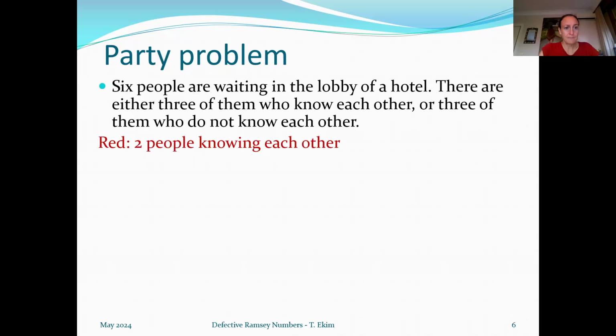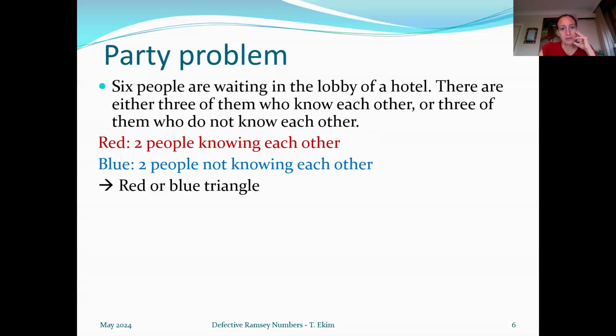Well, how to prove this claim? We can represent people with vertices in a graph and put a red edge between 2 people who know each other, and a blue edge if they don't know each other. So then the claim becomes, every time you take a complete graph on 6 vertices and you color all the edges either red or blue, then the claim is that there's either a red triangle or a blue triangle. Either 3 people who know each other or 3 people who do not know each other.